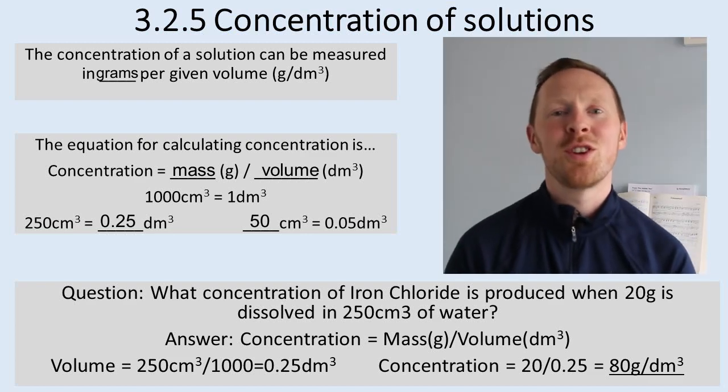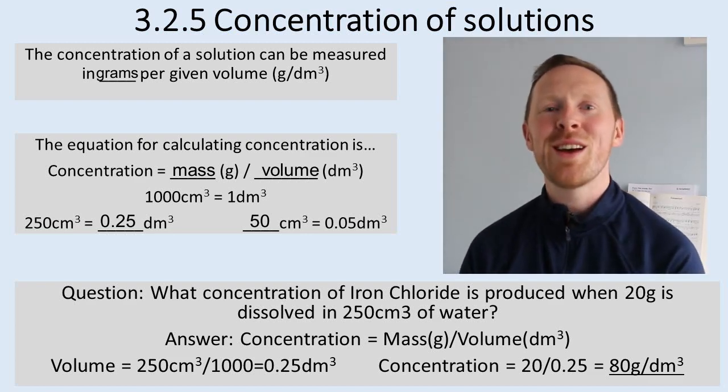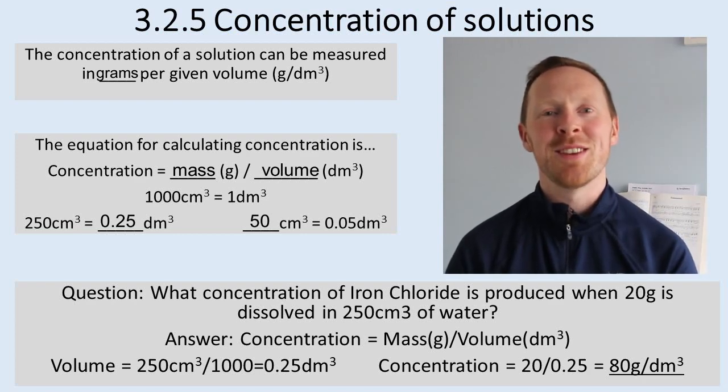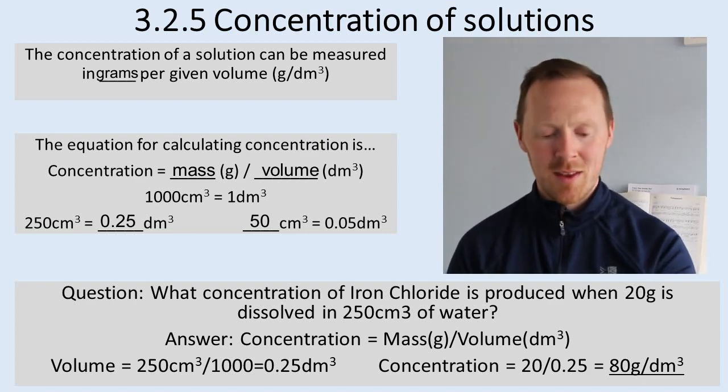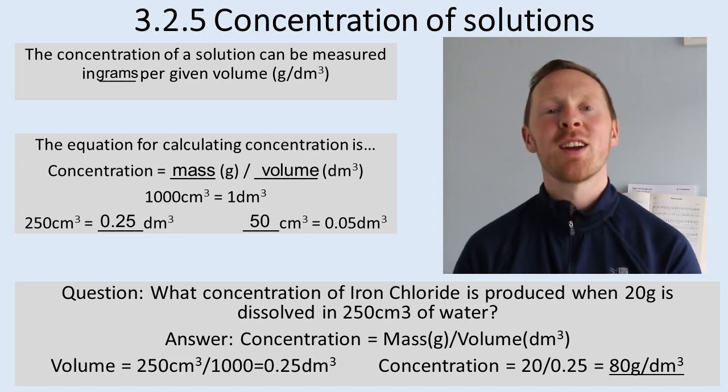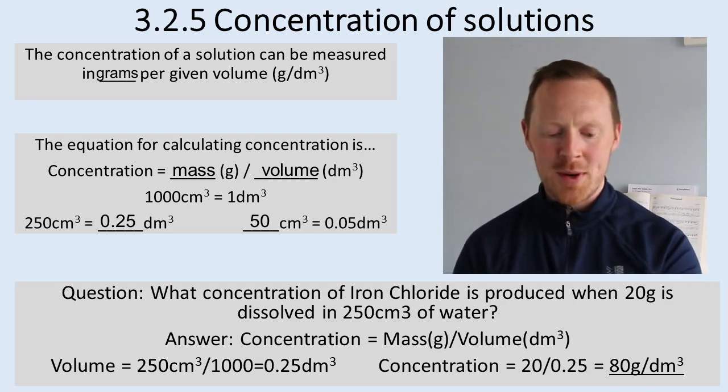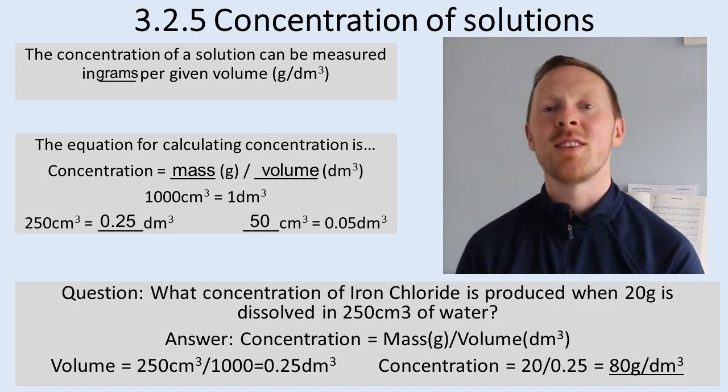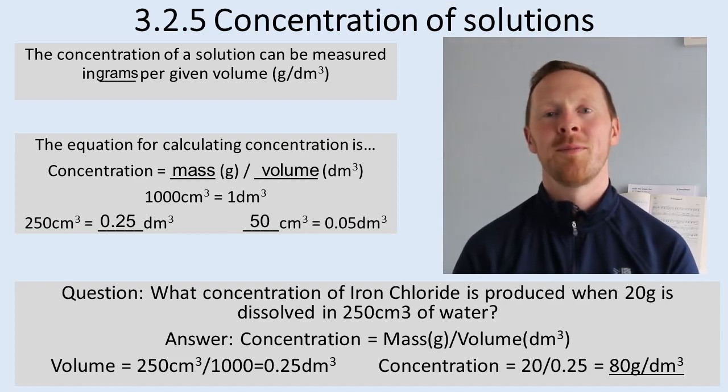So a bit of a tricky question to have a go at here. But I'm sure you can do it, believe in yourself, have the confidence. What concentration of iron chloride is produced when 20 grams is dissolved in 250 centimeters cubed of water?